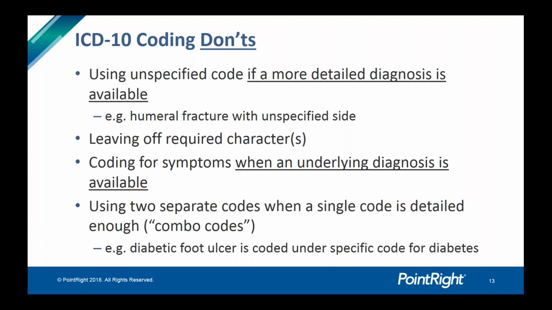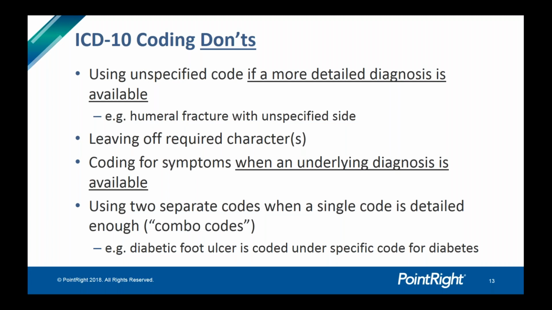There are symptom codes, but if there is an underlying diagnosis in the documentation for what is causing that symptom, you're not going to code the symptom, you're going to code the diagnosis, and there may be more detail in the diagnosis to say with that symptom. So, coding for hyperglycemia, if there's a diagnosis of diabetes in the record, you're going to code that diabetes with the specificity that you need.